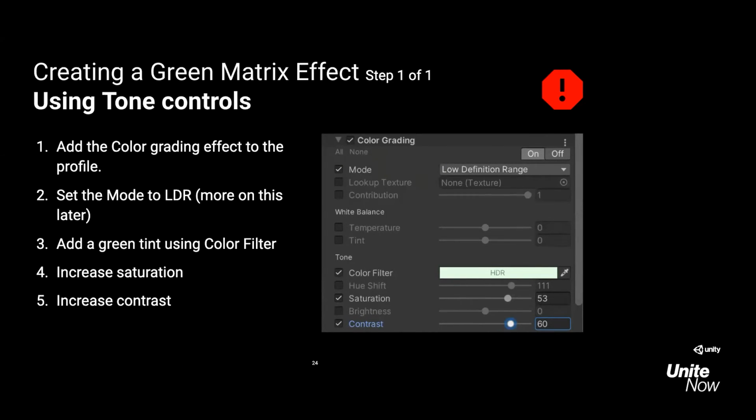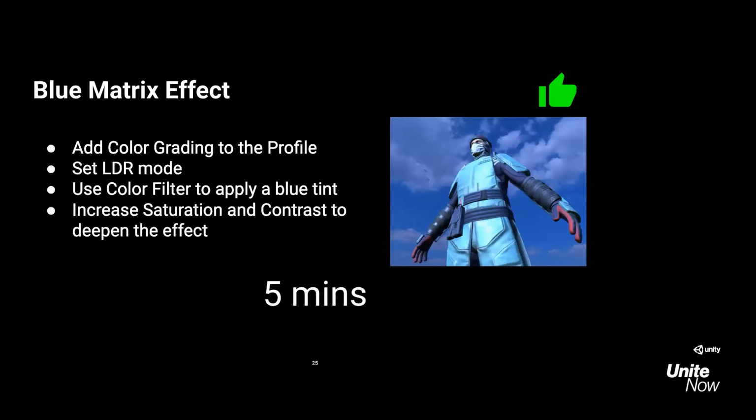We have several options, so it's your moment to do it right now. What I want you to do, again, is enable the color grading and set the low definition range mode. It's not LDR, but sorry. And then apply a color filter, but this time with a blue tint, play a little bit with saturation and contrast, and try to achieve a look like the one in the image. So again, you have 5 minutes. Let's do this until 35. So it's your time.